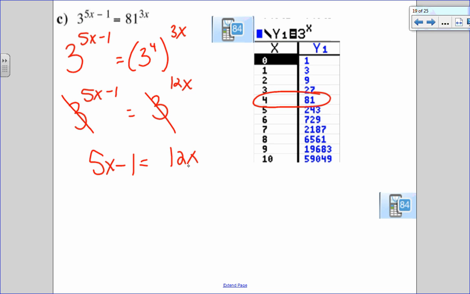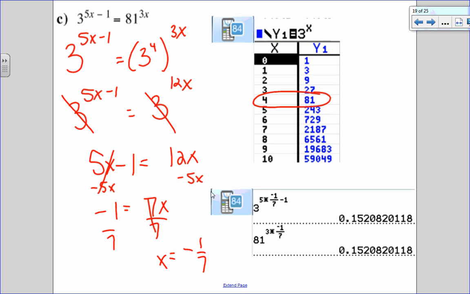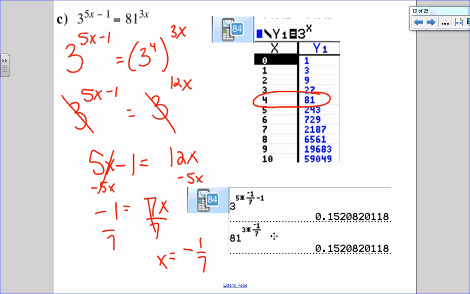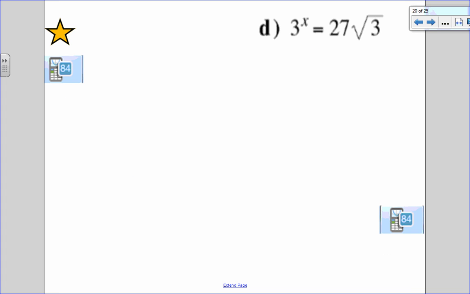And then I just solve for x. So I will, let's see, I'm going to subtract 5x from both sides. And then divide both sides by 7. And I get that x is equal to negative 1 over 7. So again, you can always check that by replacing x with negative 1 over 7, which you can see I did here. 3 to the 5x minus 1, 81 to the 3x, x is negative 1/7. I get the same answer on both sides, so I know that I am correct. Okay, let's try another one.